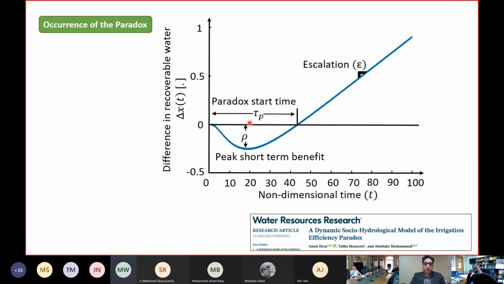Again, this paper came out in Water Resources Research last December, and what we found was this peculiar behavior. On the y-axis, we are plotting recoverable water, and on the x-axis, it's time. Here it is non-dimensionalized. You can think in terms of years and decades here. This is a very slow process. In the short term, as the policymakers, the donor agencies, the government agencies and the irrigation managers are hoping for, there is some benefit, in that you do have recoverable water. But as time goes on and the rent seeking of the farmers kicks in, this so-called paradox starts to kick in, where the recoverable water starts to go back, and eventually there is this kind of escalation.